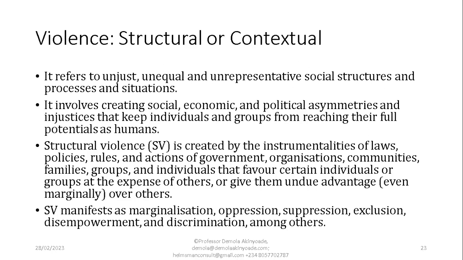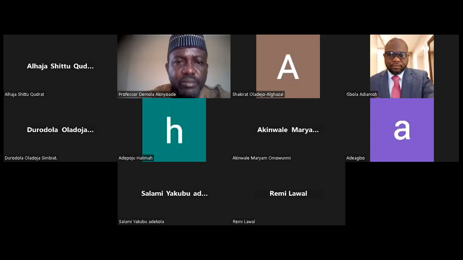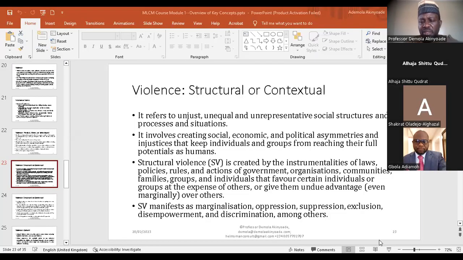I did research there many years ago, and I found out that even as late as 2011, some popular communities in the Niger Delta were not connected to the national grid. They don't have what we call NEPA or power holding. They use... So this is an example of marginalization. This is an example of structural violence. When we deprive people of certain opportunities, when we work with laws and policies that give some people undue advantage over other people.